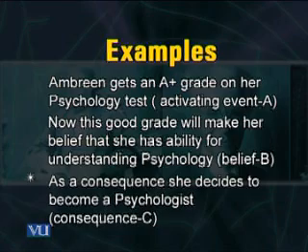Consequence C. Dear students, we are talking about an example related to the ABC theory, in which a girl named Amreen gets an A+ on her psychology test. So the A+ is the activating event. This is a very good grade, a very positive event. So this activating event is going to have a positive consequence. And what is that C? Because of her A+ grade, she decides to become a psychologist.